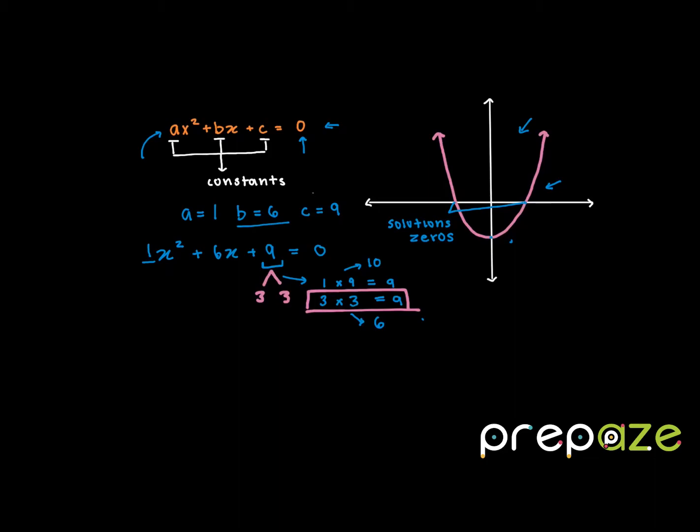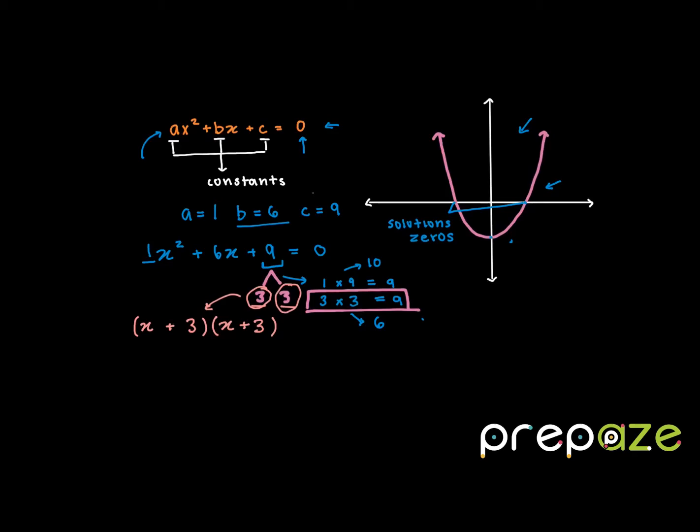Now we need to set up our factored form, and this is how we're going to do it. We're going to have 2 sets of parentheses, like such, and we're going to have an x at the beginning. Now what we're going to do is just plug in these numbers into our factored form. Well, if we take a look, this is a positive 3 over here, so I'm going to write plus 3, and our other factor in this case happens to be a positive 3 as well. So I'm going to write this as plus 3.